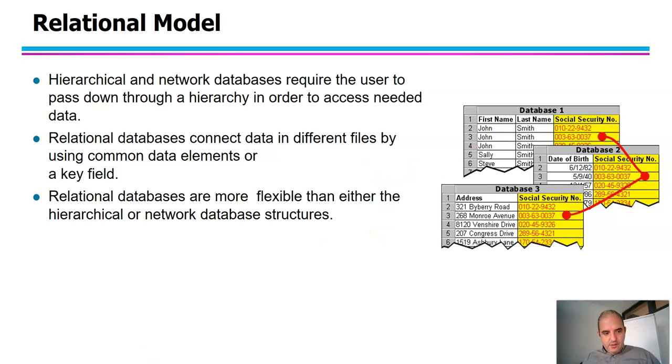Just like here, you can see the second John Smith was born in 1940, and he lives on Monroe Avenue. How did I find it? Because we have this social security number here, the same here, and the same here. That's so simple. So we did it with our eyes and with our mind. We matched the data and found out which John Smith lives where, etc.